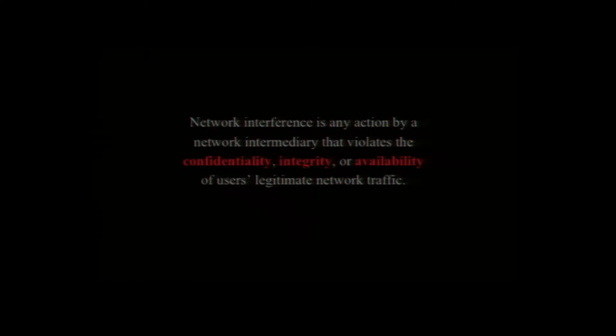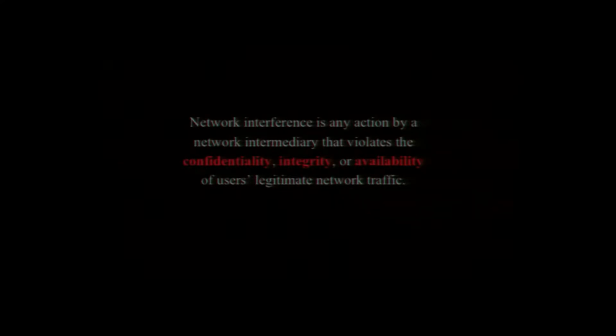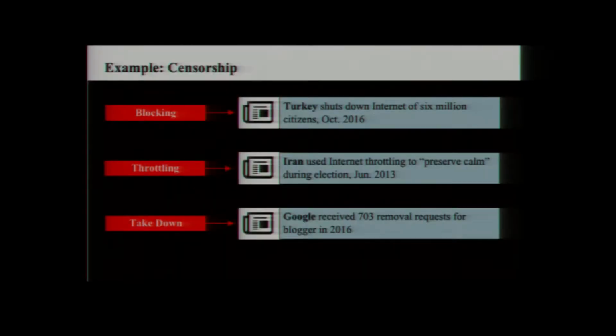Unfortunately, the same technologies that are there to protect us can be used to harm us. It depends on who is running these systems. If they decide to be adversarial towards users, then we're dealing with a problem that I call network interference. Network interference is any action by these intermediaries that violates the basic security principles, such as confidentiality, integrity, and availability.